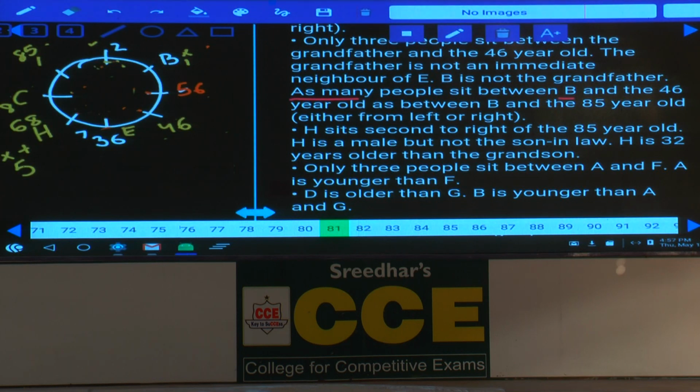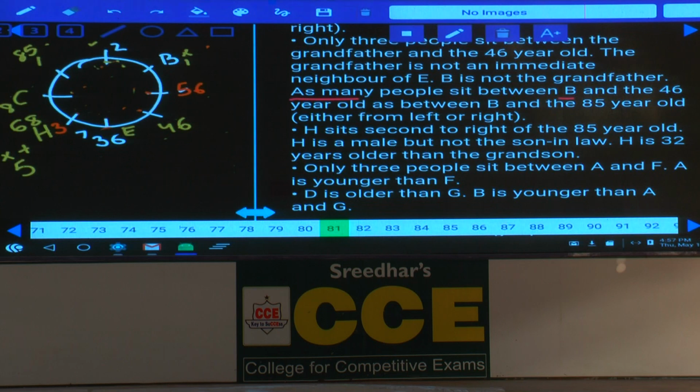H is a male, but not the son-in-law. But not the son-in-law means 5 cannot be here. And as 5 cannot be here, then this H cannot be the grandfather, and H cannot be the son-in-law. H cannot be the grandson. Hence H must be the son. And son's number is 3. Now for son we have given the number 3. Done?